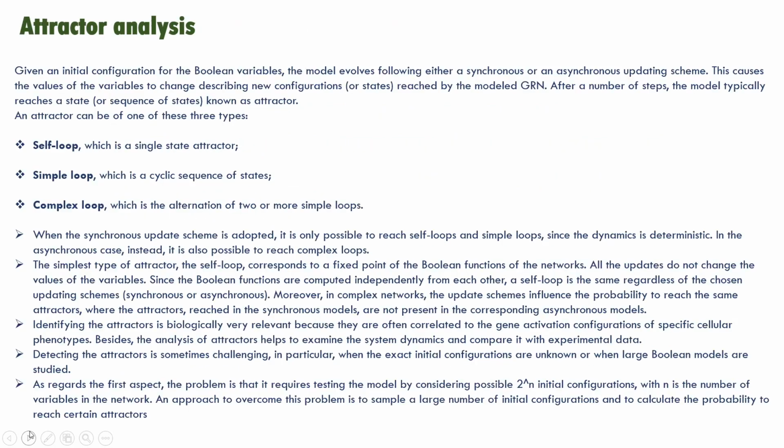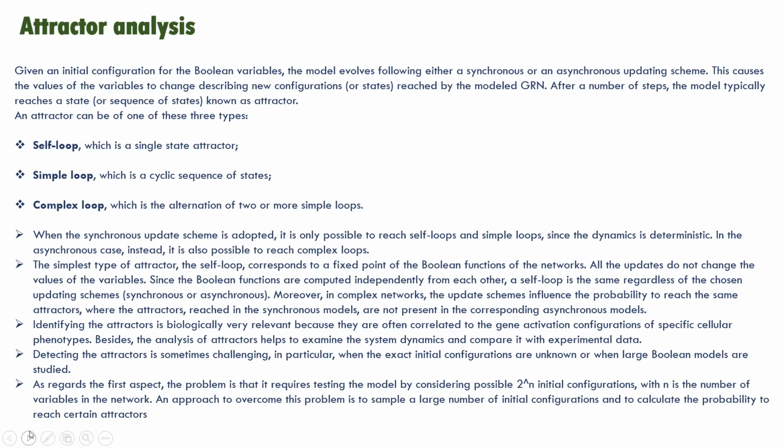Okay, so moving on. Next, we come to what are known as attractors, or attractor analysis. Given an initial configuration of the Boolean variables, the model evolves following either a synchronous or an asynchronous updating scheme. This causes the values of the variables to change, describing new configurations of state reached by the model's algorithm. After a number of steps, the model typically reaches a state, or a sequence of states. It can be a single state or a sequence of states. This is what is known as an attractor.